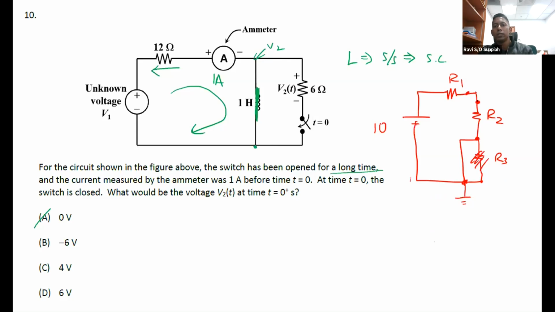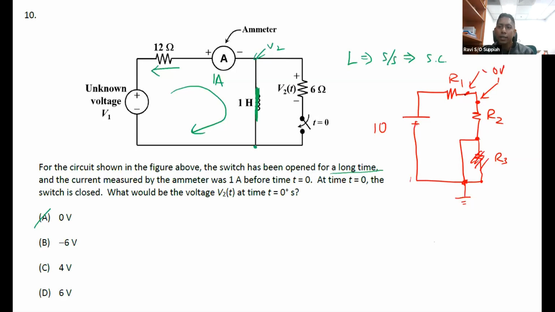The voltage here and the voltage here will be the same, correct? The voltage here and the voltage here will be the same. So if I try to use a voltmeter to measure the voltage across these two points, what will I get? I will get 0 volts.